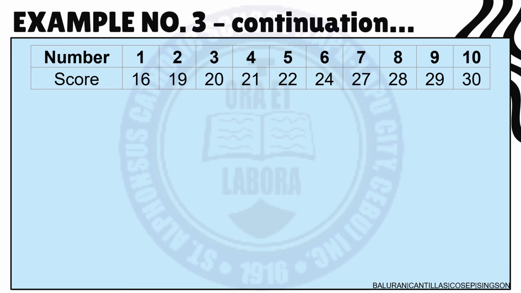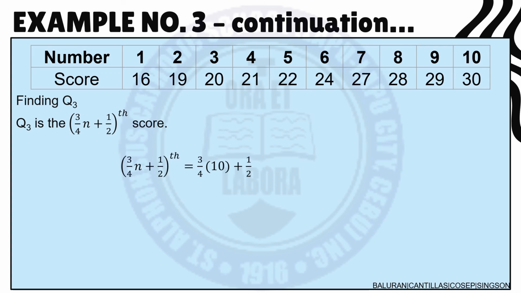We will now solve for the third quartile. The third quartile can be solved using the formula 3/4 times n plus 1/2. So 3/4 times 10 plus 1/2 gives us 15/2 plus 1/2. Since they are both similar fractions, you add the numerators 15 and 1, then copy the denominator 2. Therefore, it gives us 16/2. Then simplify, it gives us 8.